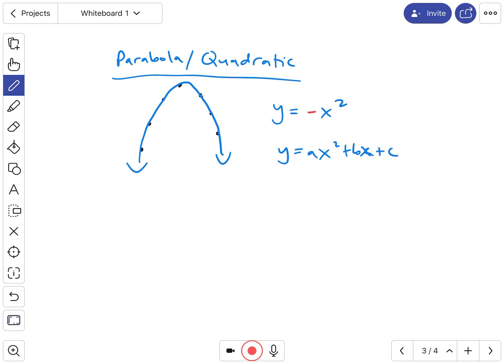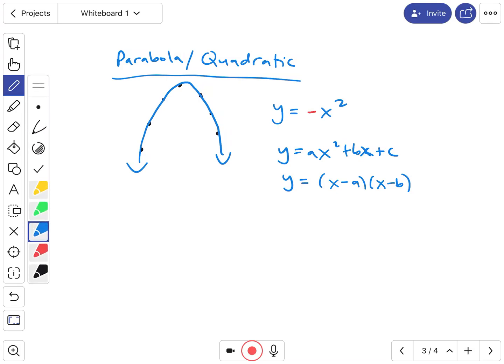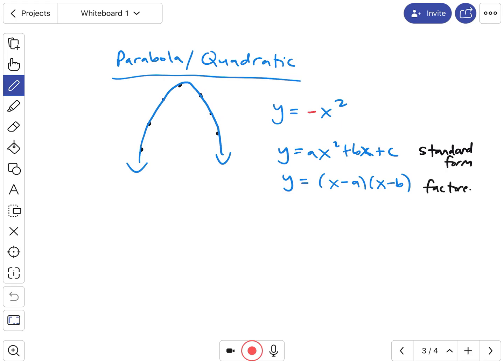So this is just to kind of bring back maybe some memories here. You could have maybe something like that if you factor it. But these are just the different forms here. And we might as well label them. This is a standard form right here. This is factored form. So this is just to kind of refresh your memory on maybe what you saw last year.